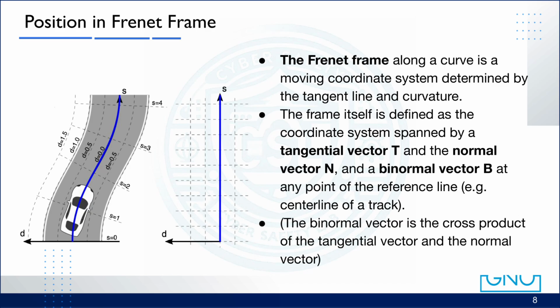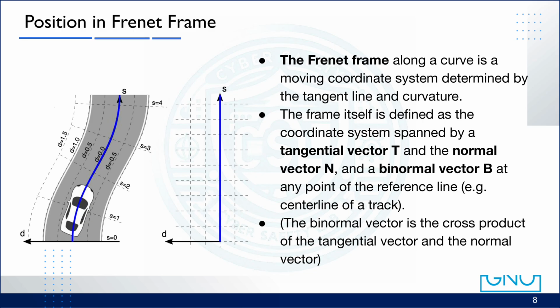This coordinate system is defined by three vectors. First, the tangential vector t represents the instantaneous direction of motion along the curve. It points forward along the track, showing where the vehicle is currently heading. Second, the normal vector n is perpendicular to the tangential vector. It indicates how far the vehicle moves sideways, describing the lateral offset from the track's center line.